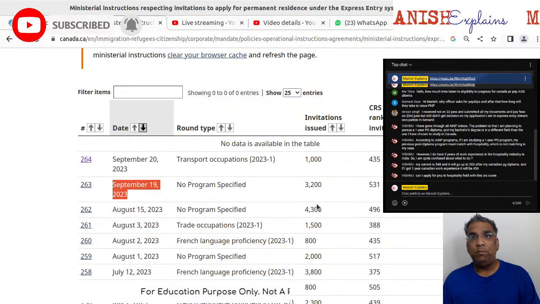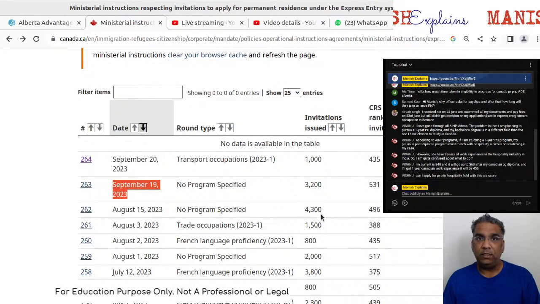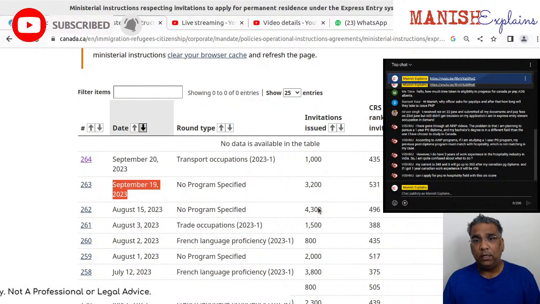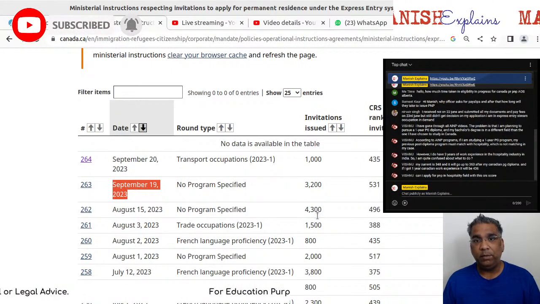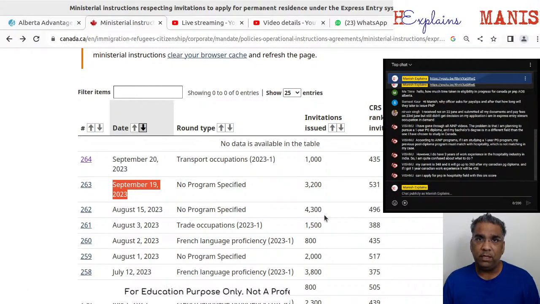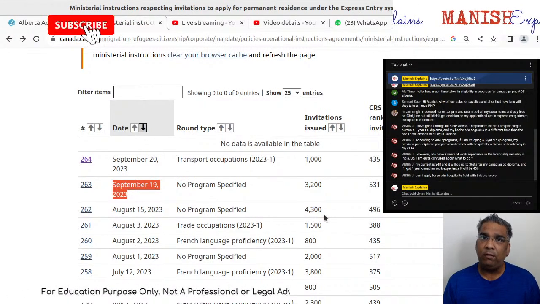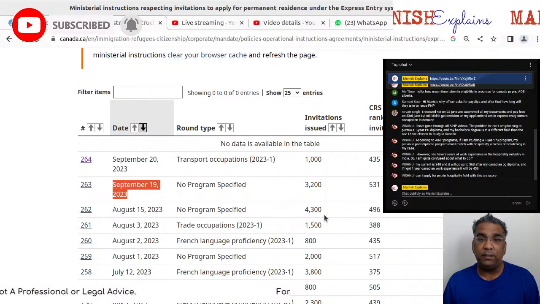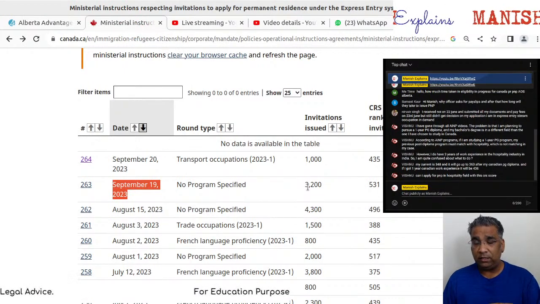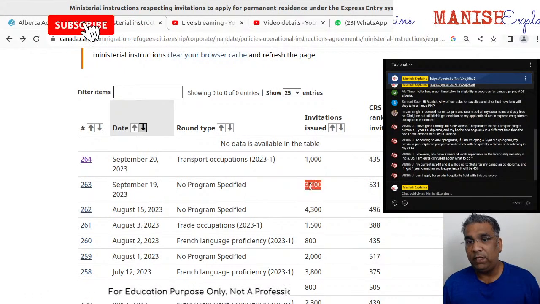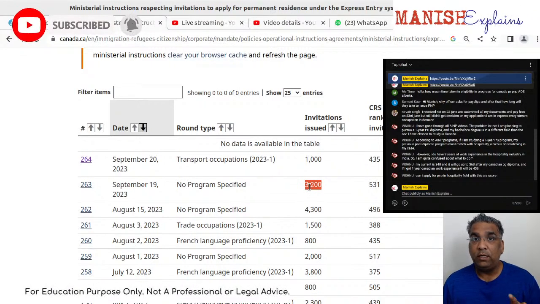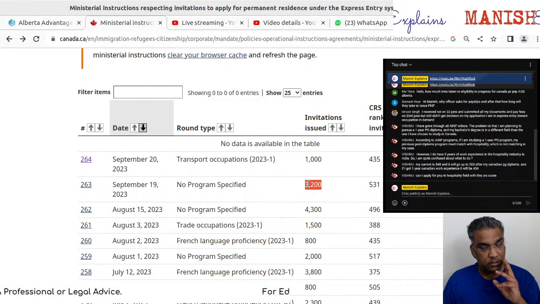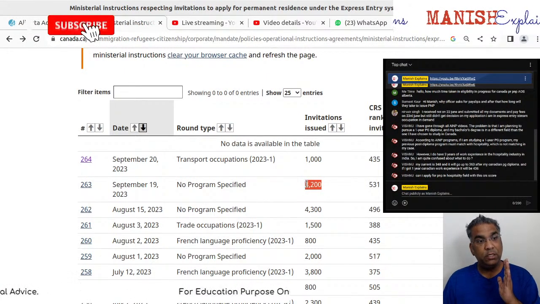These 3,200 people will get a notification in their Express Entry profile, and once they get that notification, they can apply to IRCC for their PR. They will have to submit their application and the fees, go through the medical check, biometric check, background check, everything, and then they will get their PR if everything is correct. So 3,200 ITAs were issued. These are not PRs issued. These are just ITAs issued.